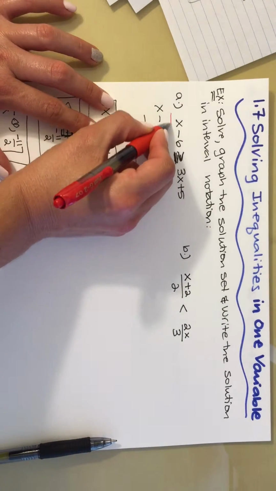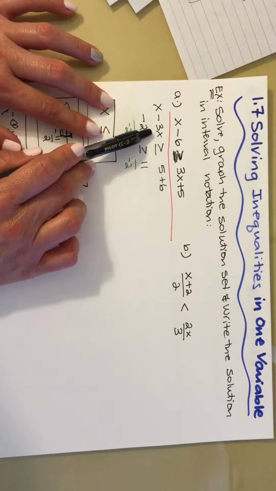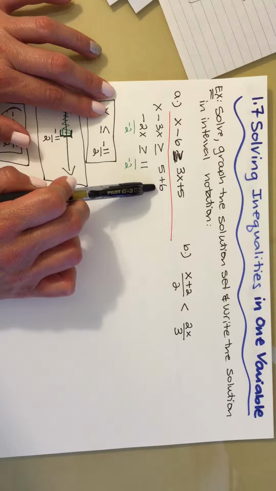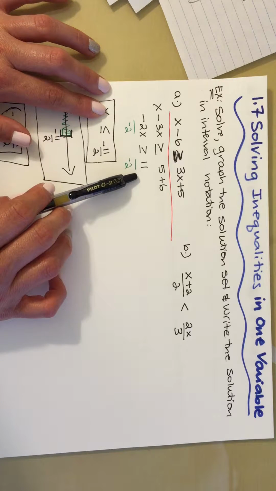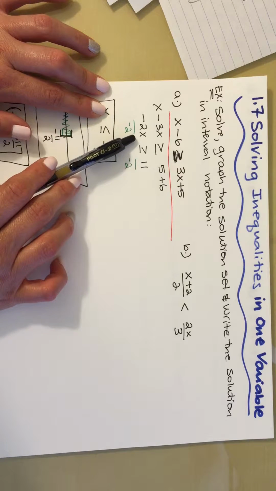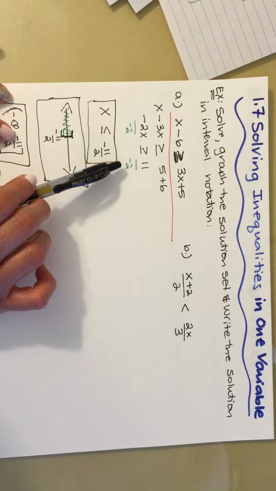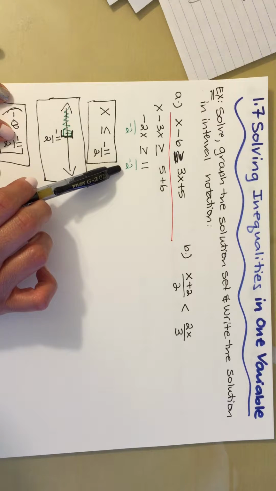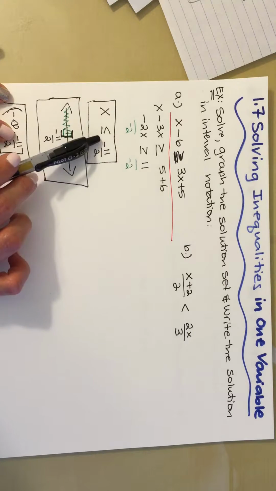So this is the first example, and what I did is I subtracted 3x from both sides and I also added 6. We combine like terms, and then to get x by itself, we divide by -2 on both sides. Since I divided by a negative number, I have to change the inequality, so it flips.